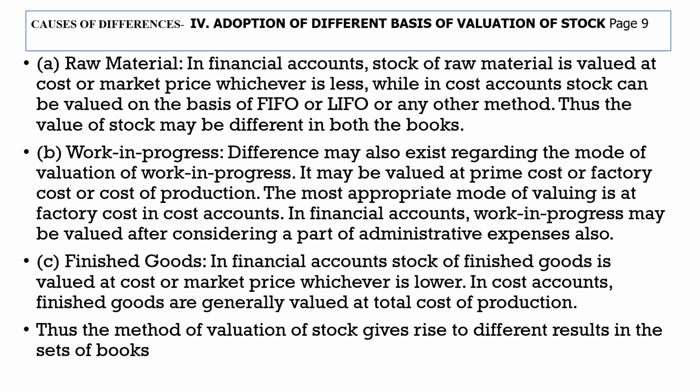The appropriate method of valuing is at factory cost in cost accounts. In financial accounts, work in progress may be valued after considering part of the administrative expense also. And then the change in finished goods. In financial accounts, the stock of finished goods is valued at cost or market price, whichever is lower. In cost accounts, finished goods are generally valued at the cost of production. The difference in method of valuation definitely gives rise to a different result in the two sets of books.